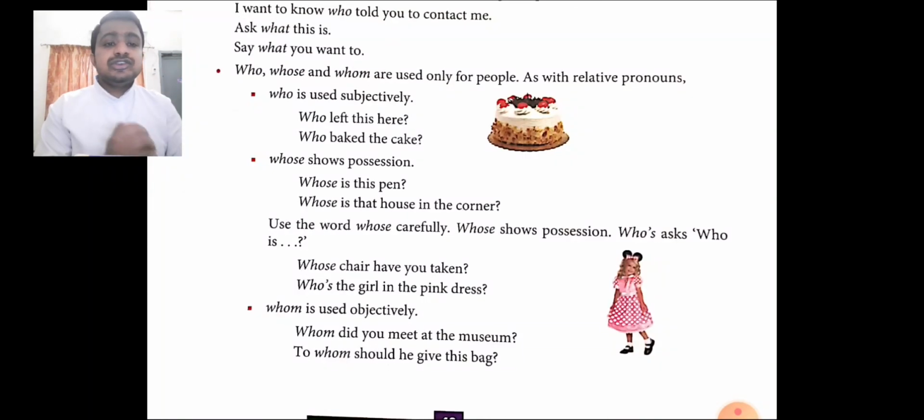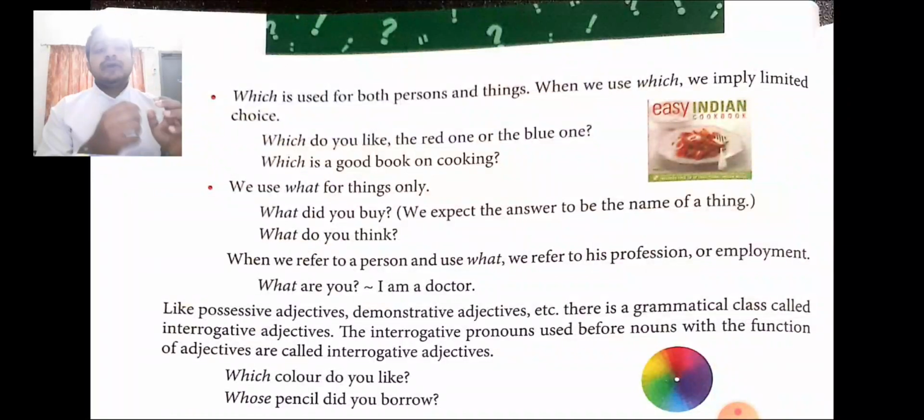Now, "whom" is used objectively. Whom did you meet at the museum? To whom should he give this bike? Now, "which" is used for both persons and things. When we use "which", we imply limited choice. For example, which do you like? Or which is a good book on cooking?